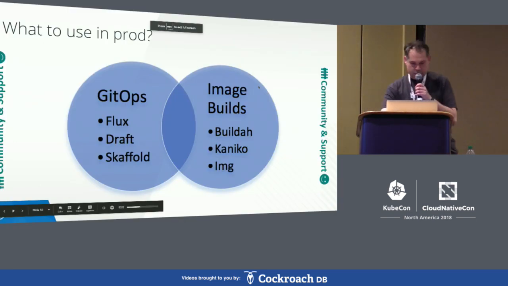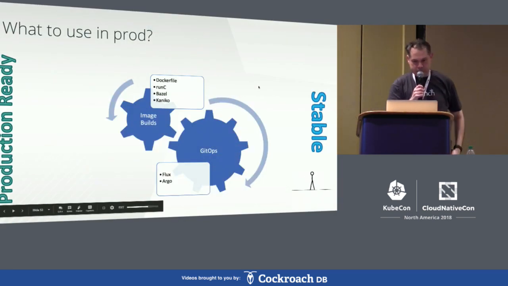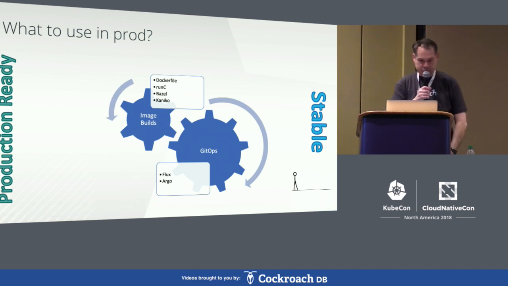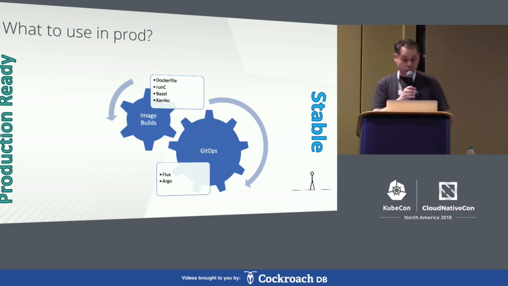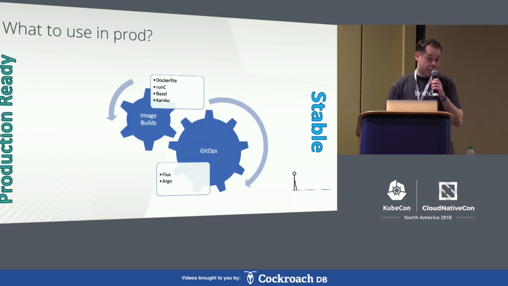Okay, sorry about that. In terms of production ready, with GitOps, we came up with Flux and Argo. They're like a 1.7, 1.8 release, so they've been around. They've had a lot of iterations, so we think they're stable and production ready. In terms of image builds, we came up with anything that is Dockerfile or runc based. Those tools have been around for 4+ years, so they would be a good choice for production environments. Bazel has also been around for a while and is supported by Google, and same thing with Kaniko for image builds.